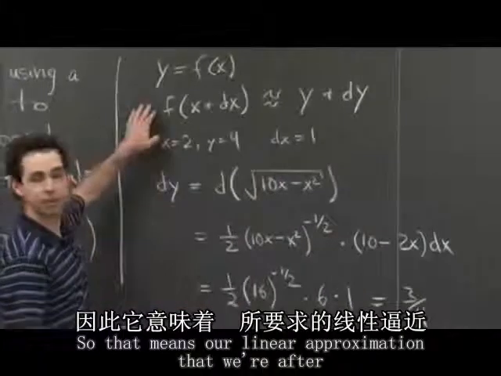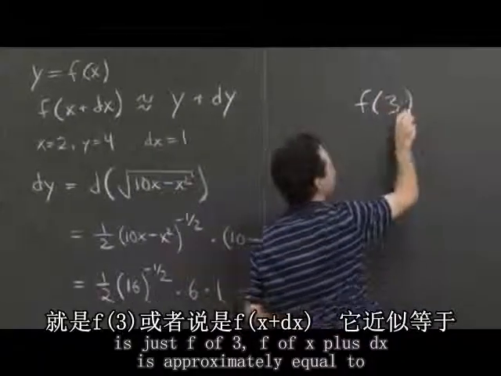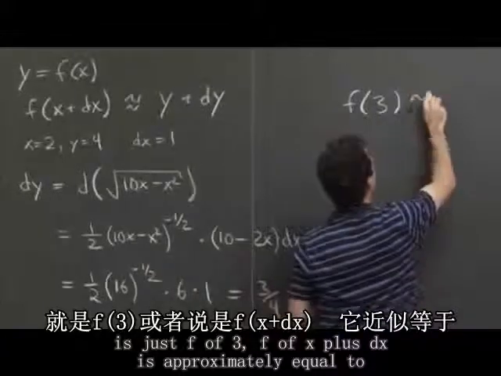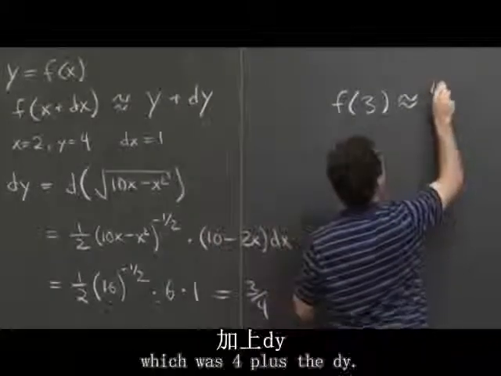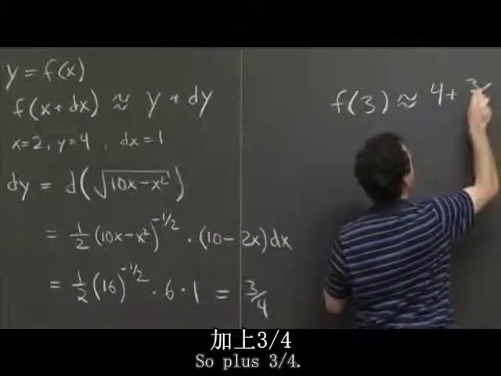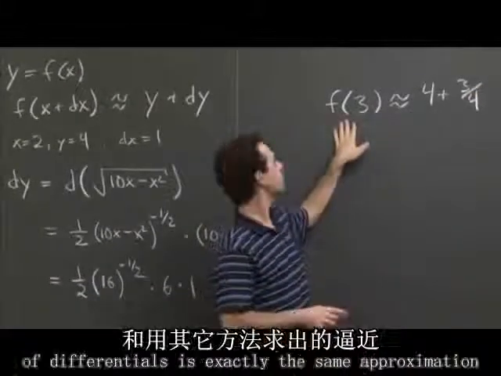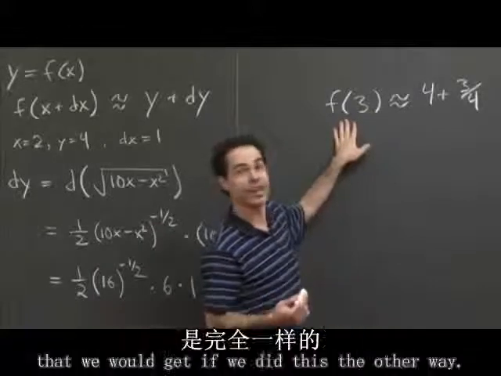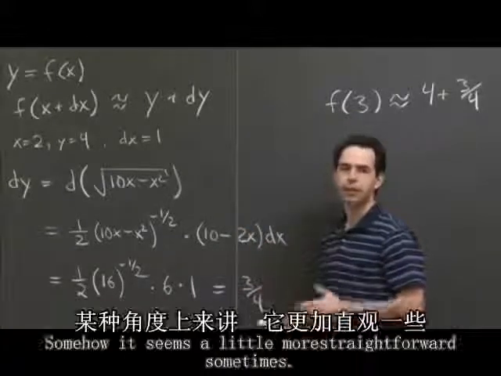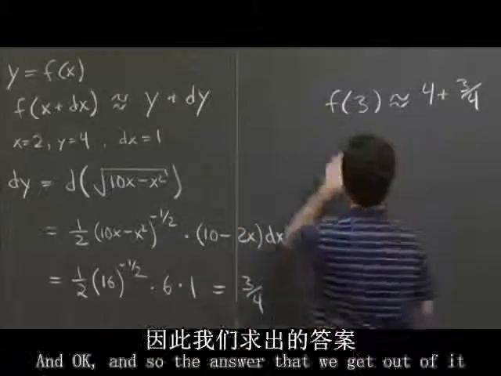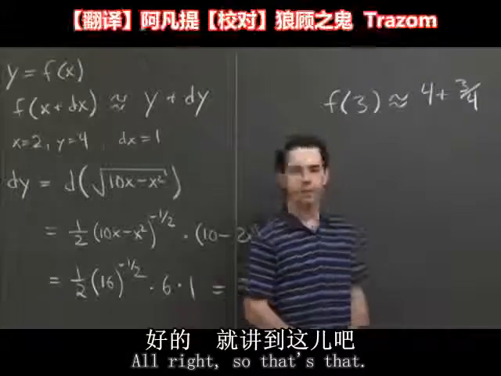So that means our linear approximation that we're after is f of x plus dx is approximately equal to our value y at our original point, which was 4, plus the dy, so plus 3/4. The linear approximation that we get from this method of differentials is exactly the same approximation that we would get if we did this the other way, but I think it's kind of nice to do it in this differential form. Somehow it seems a little more straightforward sometimes. And so the answer that we get out of it is 4 plus 3/4. All right, so that's that.